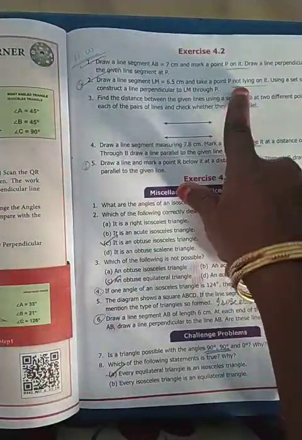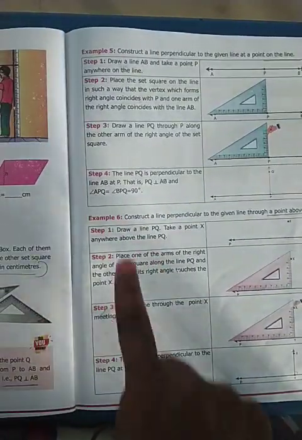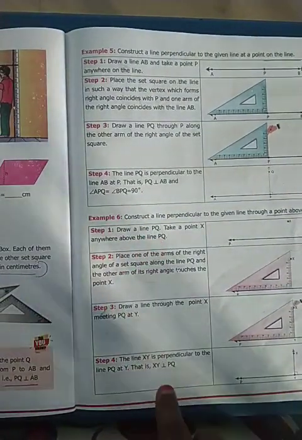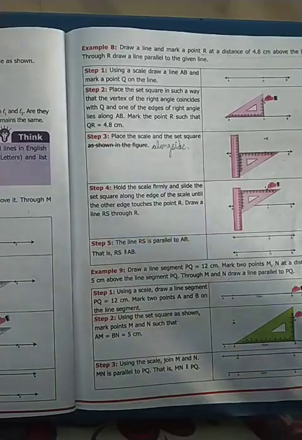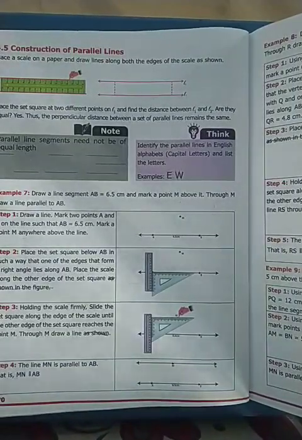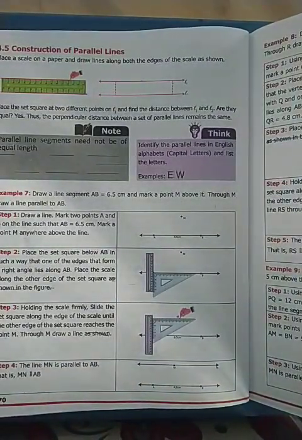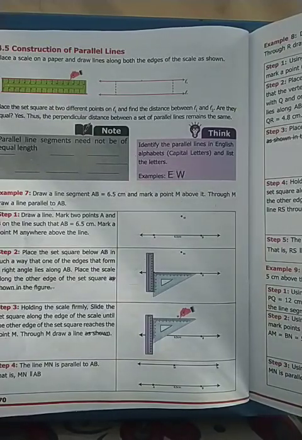Now you should learn the steps of construction. In the exercise you will be writing the steps, two things for perpendicular and one for parallel. So you should learn to write the steps, how we are drawing. Then for parallel lines, how are we going to draw? We will be drawing one line, and on that line we have to place the set squares such that you will be able to draw parallel lines. I will draw it and show you.